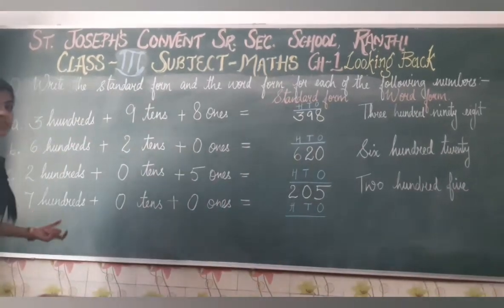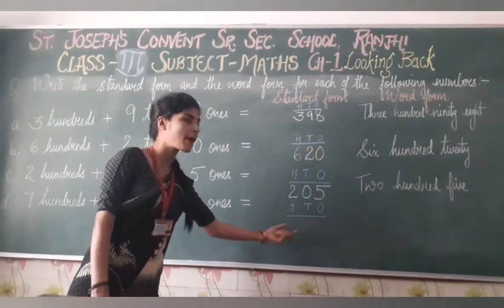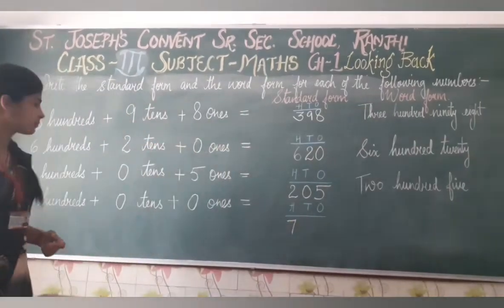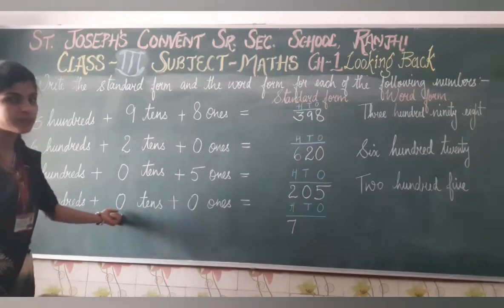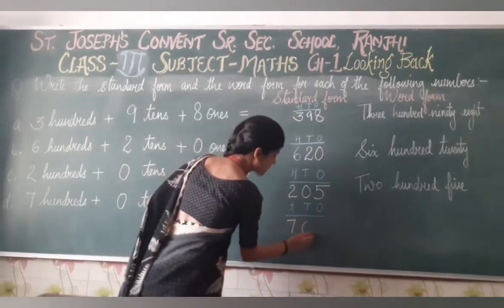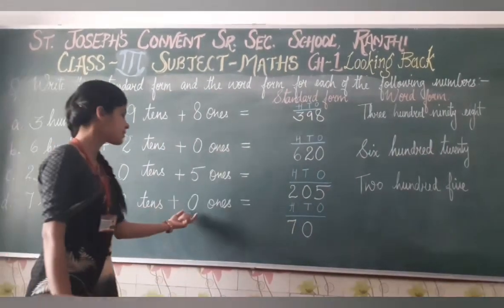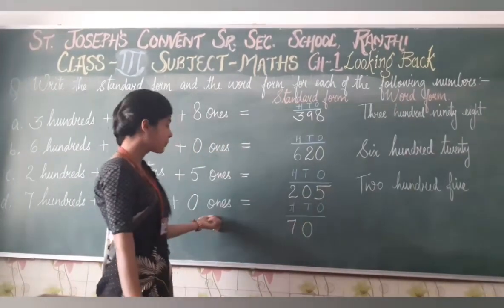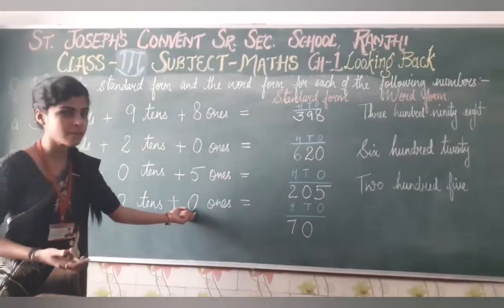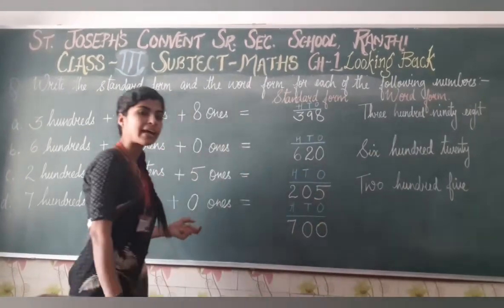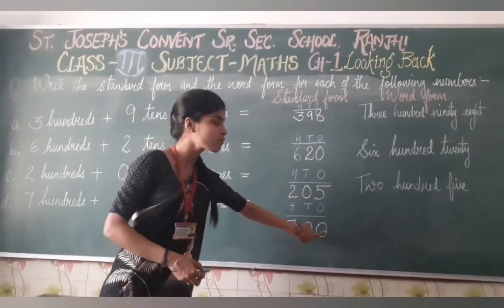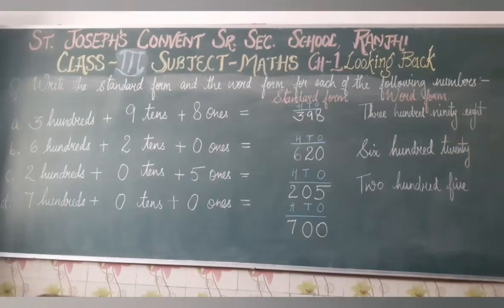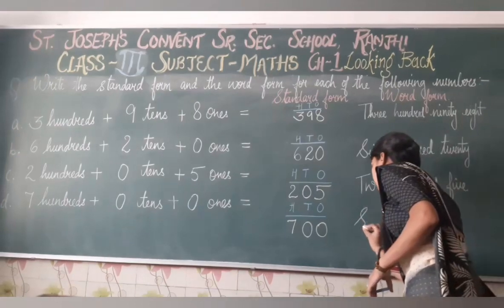So as 7 was there with hundreds, tell me which digit will come under the hundreds place? It will be the digit 7. So I have written 7 over here. Then as tens was having 0 with it, under the tens place we are going to write 0. Then 0 ones. So now you all will tell me which digit will come under the ones place. It will be the digit 0 because there were 0 ones. So now can you read the number? 700. We read it out as 700. Let us write the word form.